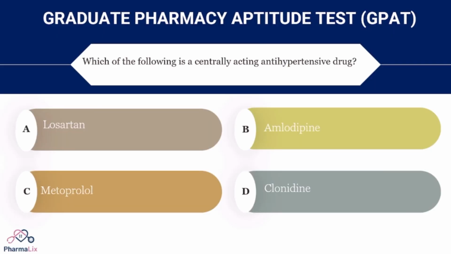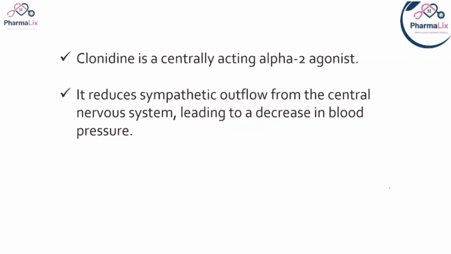Which of the following is a centrally acting antihypertensive drug? This is one of the most important questions, because there are very few centrally acting antihypertensive drugs. Is it losartan? No sir. Is amlodipine centrally acting? No. Is metoprolol centrally acting? No. Clonidine is the only drug which is centrally acting, especially on the alpha 2 receptor. They work on the alpha 2 receptors, and that's clonidine. Clonidine is a centrally acting alpha 2 agonist. It reduces the sympathetic outflow of the central nervous system, leading to decreased blood pressure.